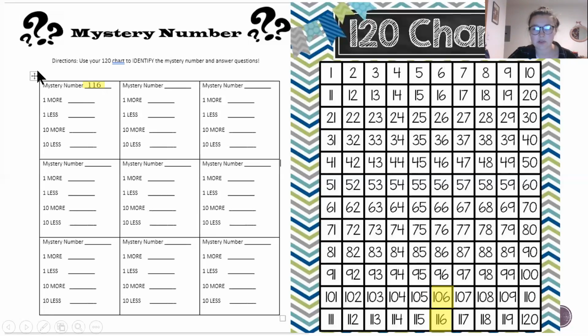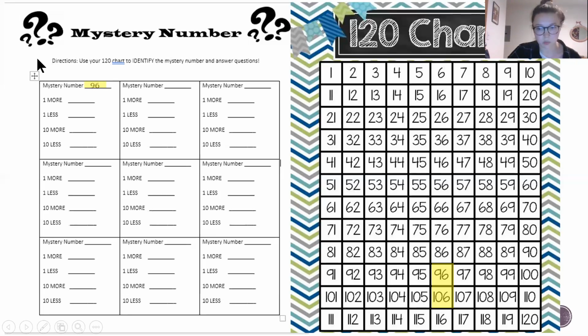Now, some of these clues might also try to trick you. I might say, find the number that is 10 less than 106. This time, when I'm saying 10 less, I can't move down the column because that's getting bigger. When I'm saying less, I need to move up the column, because that is when the numbers are getting smaller. So the number that's 10 less than 106 is, move up one space, 96. Then I would record that on my recording sheet, and then I would answer some questions about the number 96.